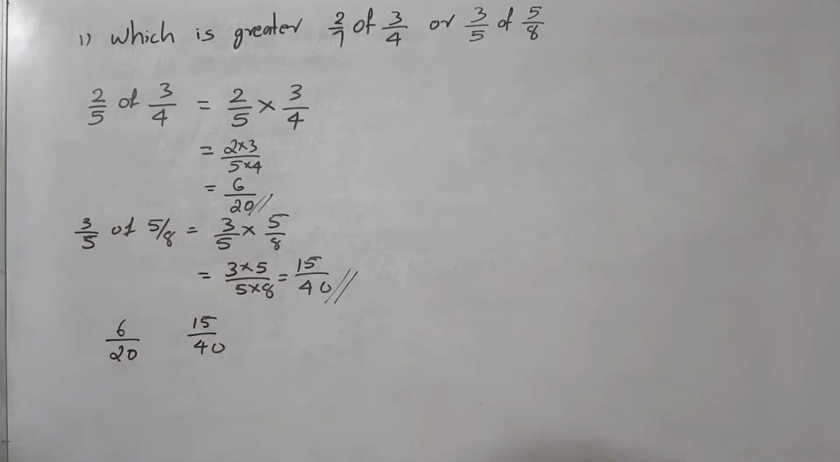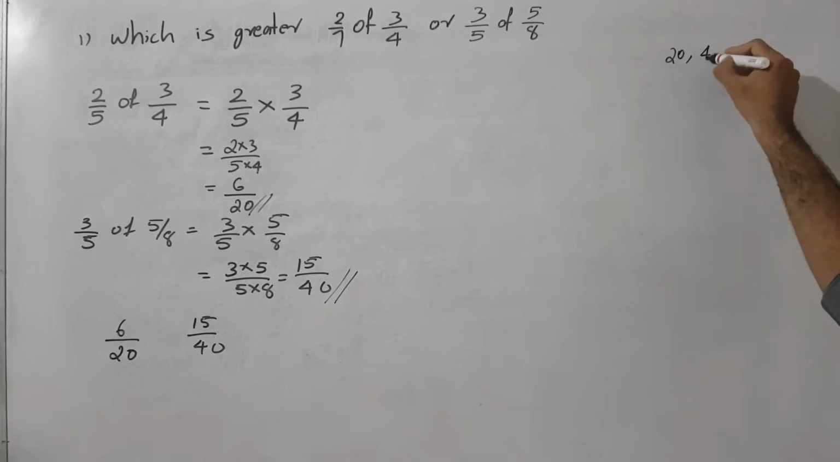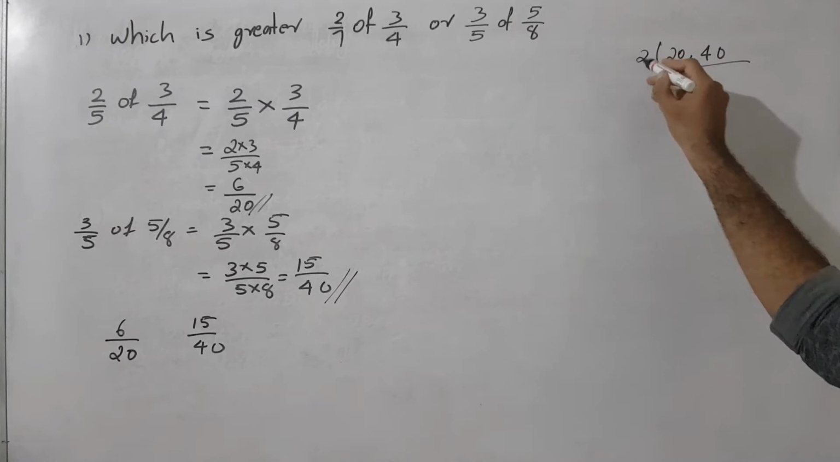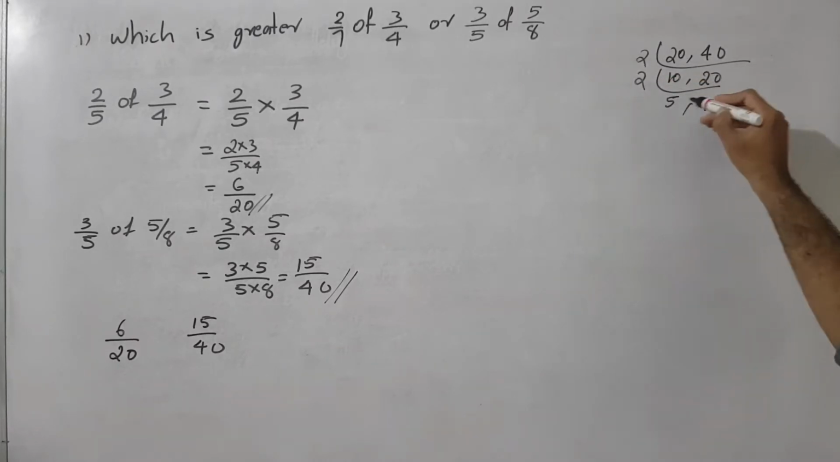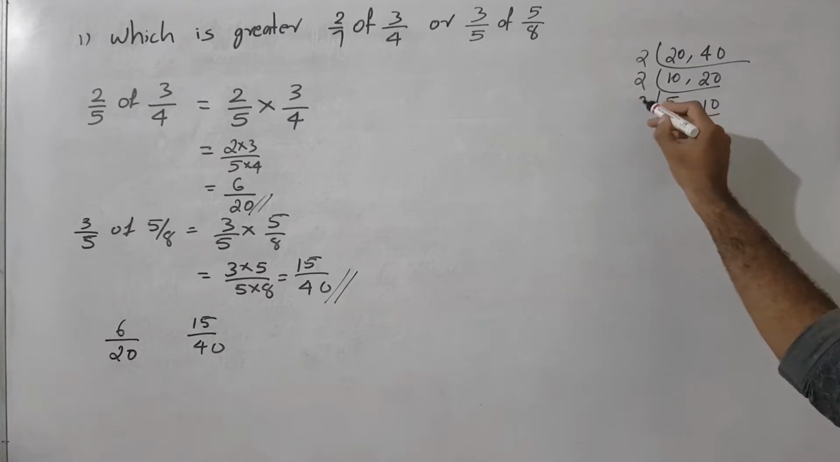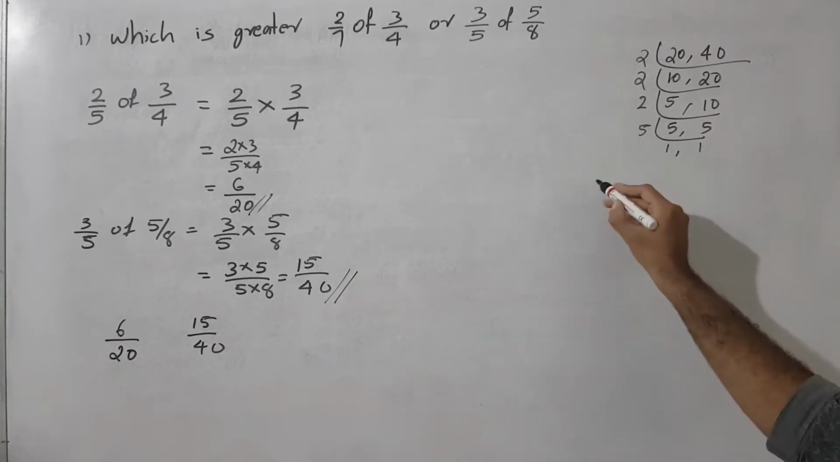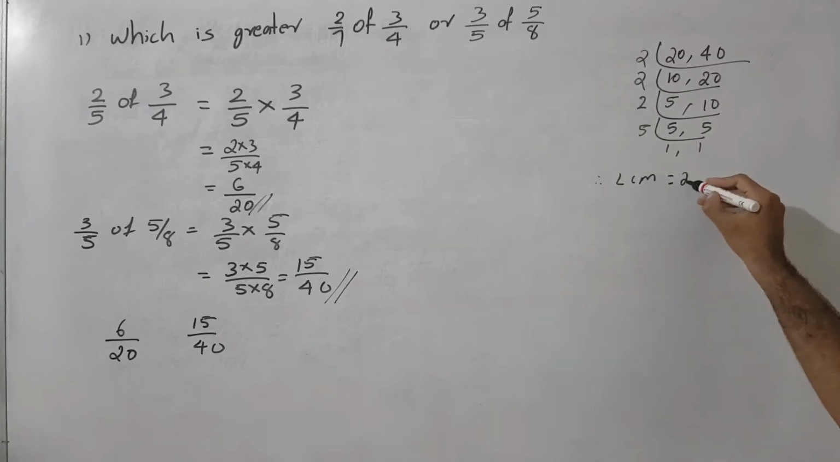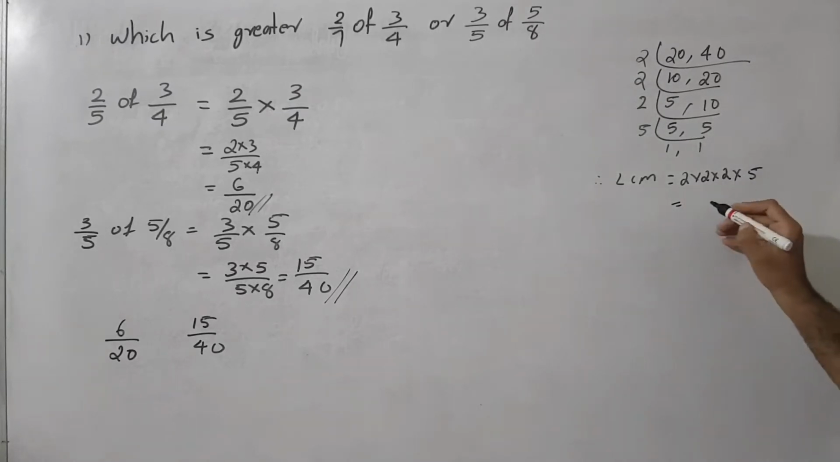The denominators are equal, then it is very easy to find. Otherwise, the first step is to equalize the denominators. For that, we need to find the LCM of 20 and 40. 20, 40: first, 2 is possible, 20 gives 10, 40 gives 20, then again 2, 5, again 2 is possible to 10, then 2, 5, 5, then 5, 1, 1. So LCM is equal to 2 into 2 into 2 into 5. Then 2 into 2 is 4, 4 into 2 is 8, 8 into 5 is 40.